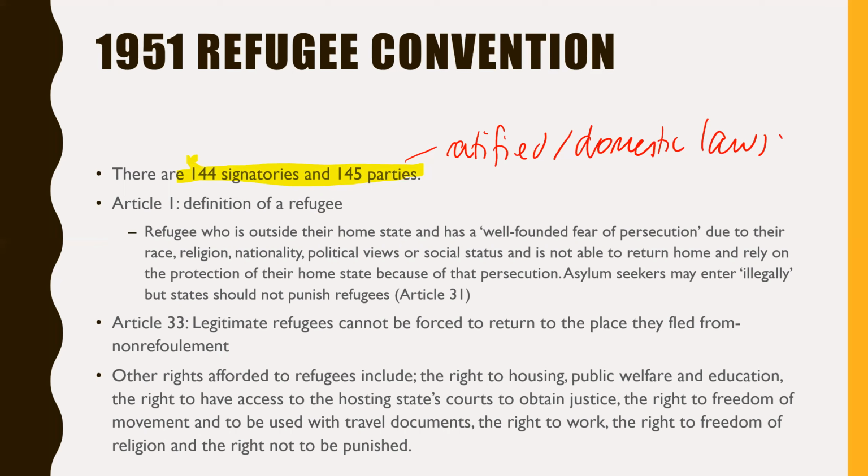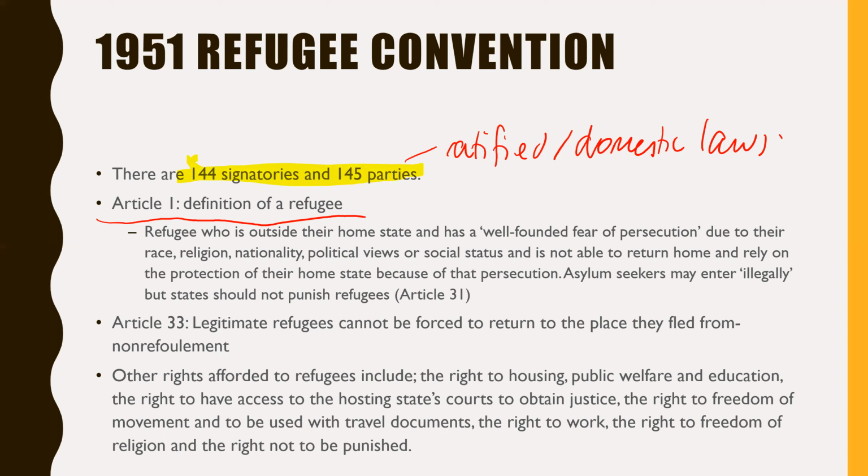So Article 1 is really the main article and one that has actually been implemented in domestic law in countries like Australia. Article 1 defines what a refugee is. A refugee is someone who is outside their home state and has a well-founded fear of persecution due to their race, religion, nationality, political views, or social status, and is not able to return home and rely on the protections of their home state because of that persecution.